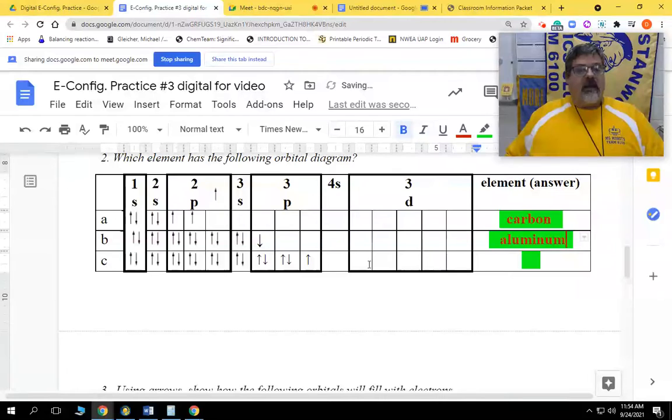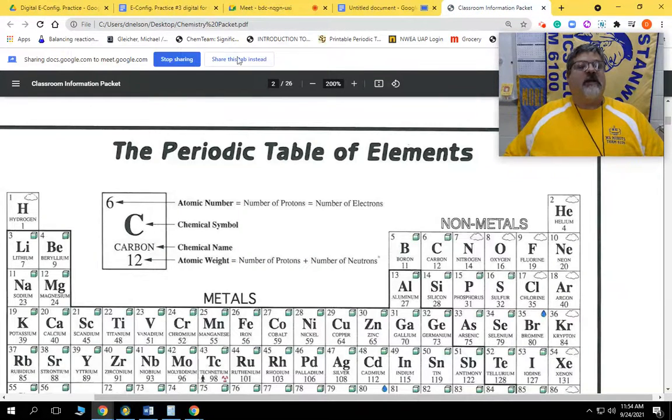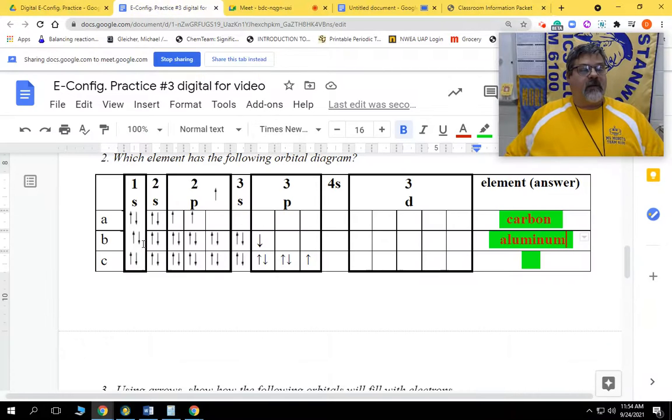Aluminum. Okay, and if you remember, that was what number? Aluminum was 13. So if I come back, yeah, I should have 13 arrows. 1, 2, 3, 4, 5, 6, 7, 8, 9, 10, 11, 12, 13. So now I'm going to end with 3p5.